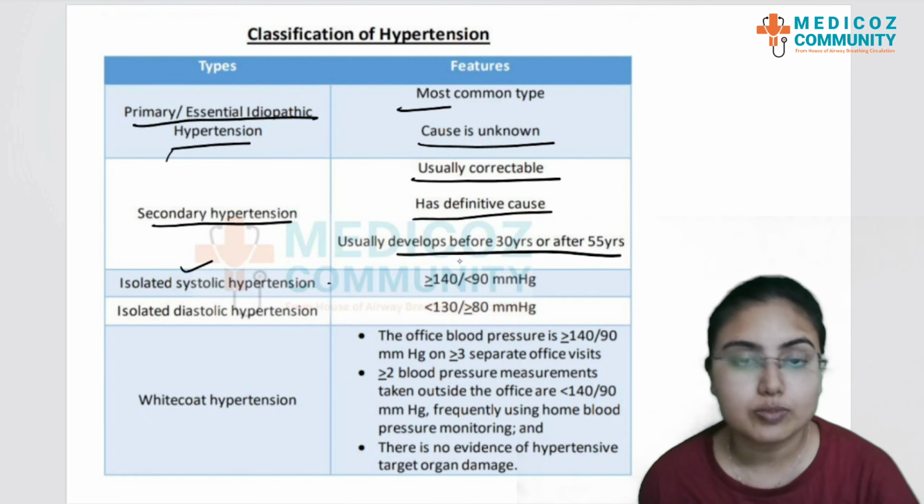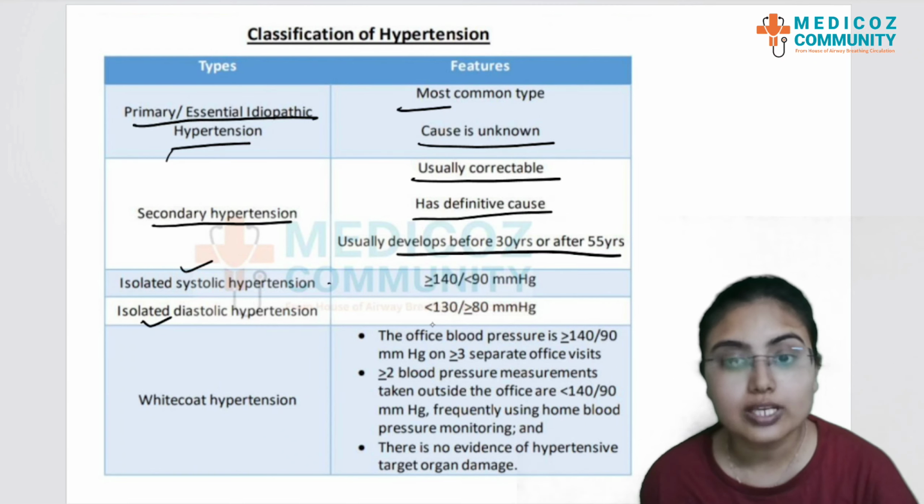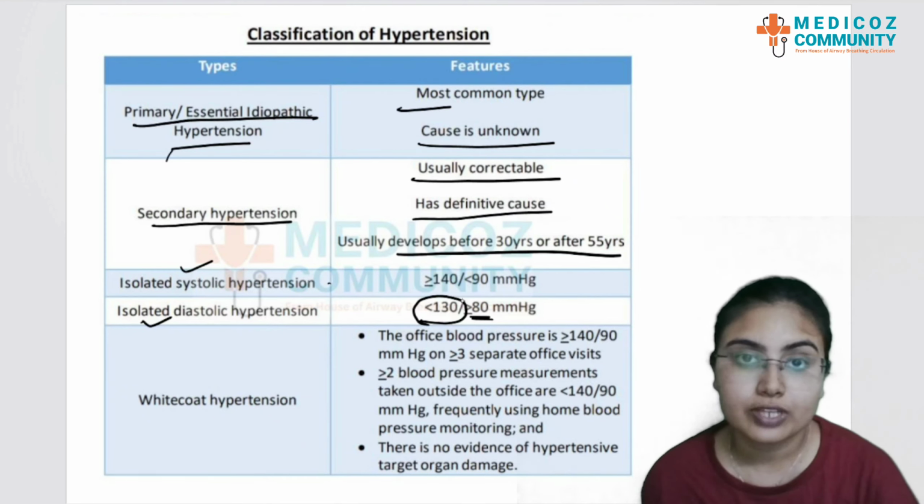Isolated systolic hypertension, like previously told, is more than 140 systolic and less than 90 diastolic. Isolated diastolic hypertension is when the systolic is less than 130 but the diastolic is more than 80.